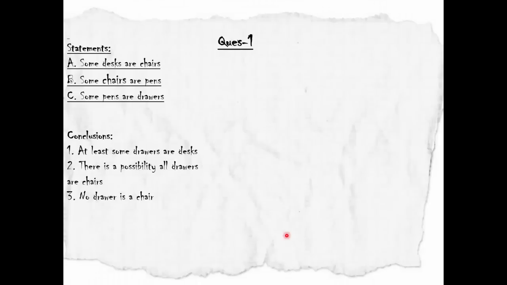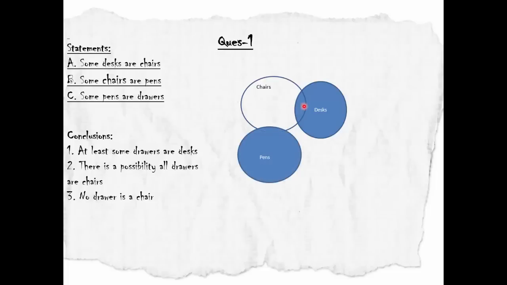Question 1. Statement says some desks are chairs. So we draw desks and we draw chairs such that at least some portion of desks are chairs. So we'll draw chairs like this, right? Some chairs are pens. So we draw pens such that there is at least some portion of chairs which are pens. Some pens are drawers. So we draw drawers such that at least some portion of pens are drawers. So this basically sums up our diagram.